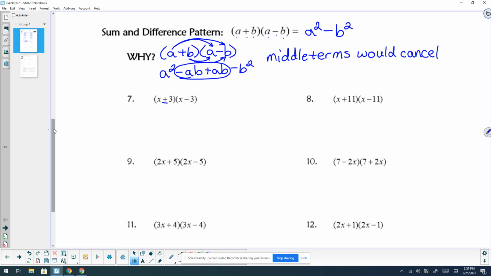So if I have a positive and a negative, everything else is the same. I have an x in front, 3 in front, 3 in back, or 3 as the second term in the first parenthesis, 3 as the second term in the second parenthesis. If everything's the same except for the signs, then I can just right away say x squared minus 9. Everything's the same. I have x and x. I have 11 and 11. The only difference is the positive negative, so I have opposites. X squared minus 121.